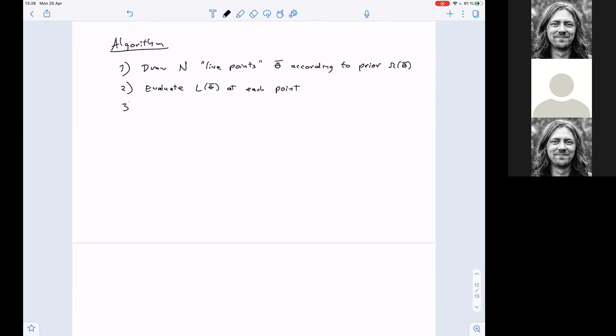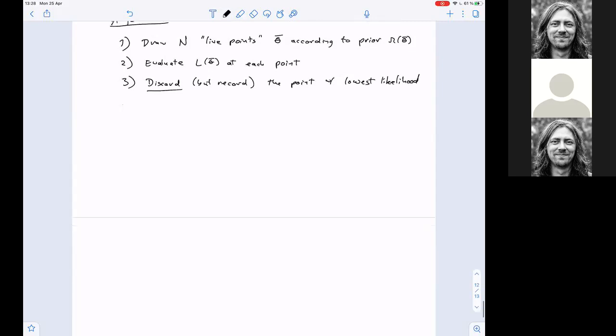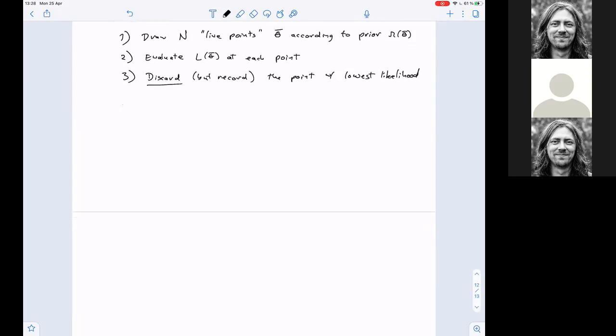And now, the two key steps are that first you discard, but record, so you need to keep track of these, the point with the lowest likelihood. Just find the point of these n samples with the lowest likelihood, and you say, okay, I'm going to record that parameter point, but discard it. It's now killed. It's no longer part of my population of points. So now I'm one point down.